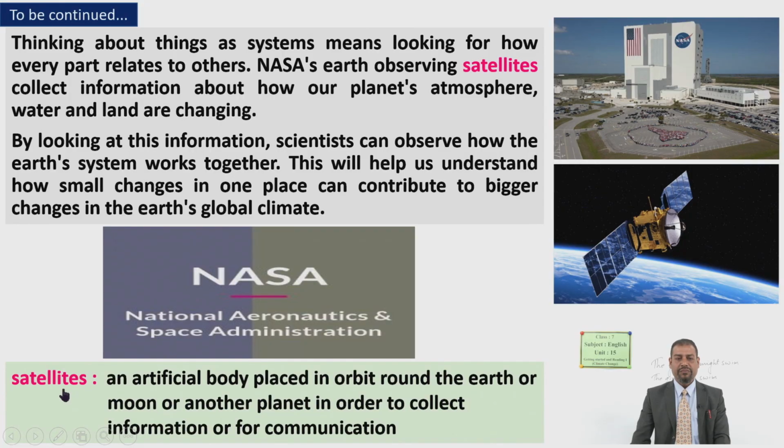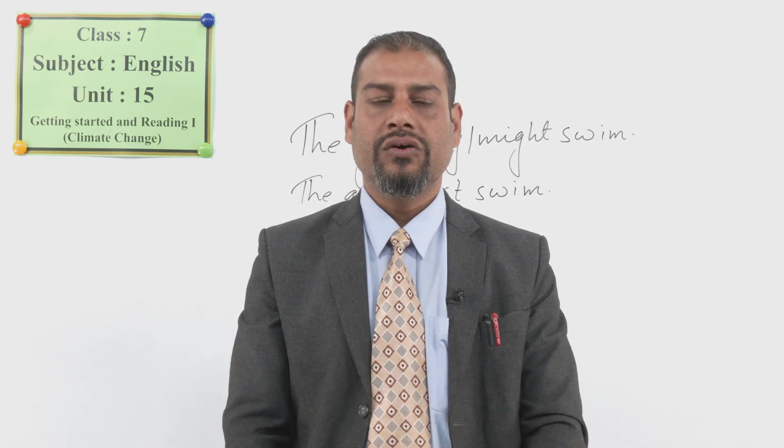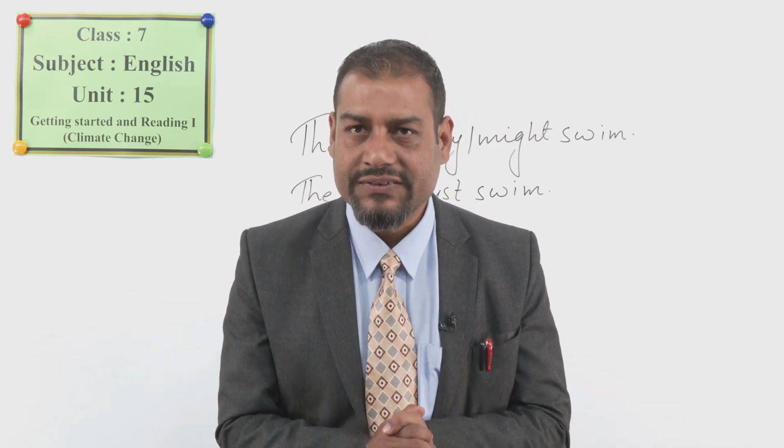Now you have to know the meaning of satellites. So simply you can understand, it is an artificial body placed in orbit around the earth or moon or another planet in order to collect information or for communication. So it is a kind of object, it is sent, you know, and then it collects information of the earth. Okay, is it clear to you? Good. If so, now I have a task for you.